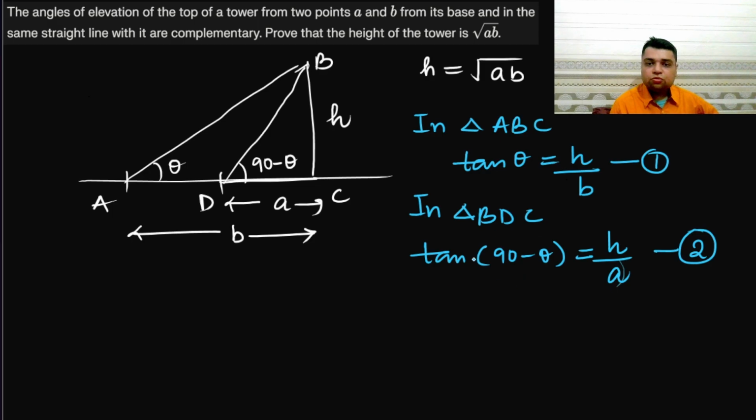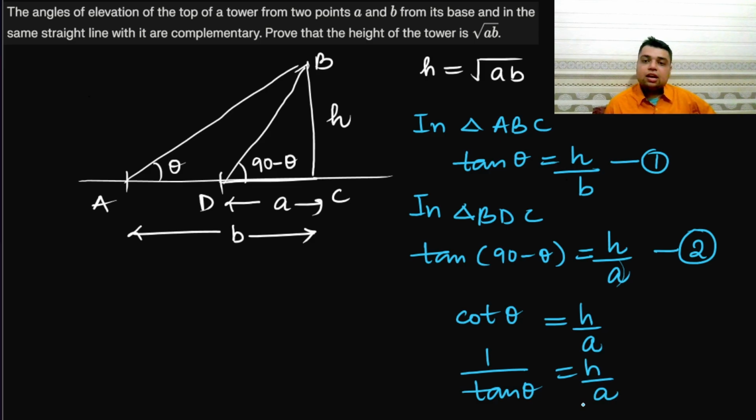So what we can do here, tan of 90 minus theta is cot theta. This is the formula. So tan of 90 minus theta will be cot, sine of 90 minus theta will be cos, and same goes with the secant and cosecant. Okay, so this will become cot theta equals H upon A, and cot is what, 1 upon tan, right? So 1 upon tan theta equals H upon A. Okay, now tan theta will be what? If I reciprocal it, tan theta will become A upon H. Let's say this is equation 3.